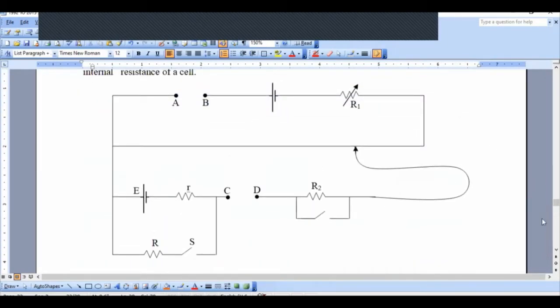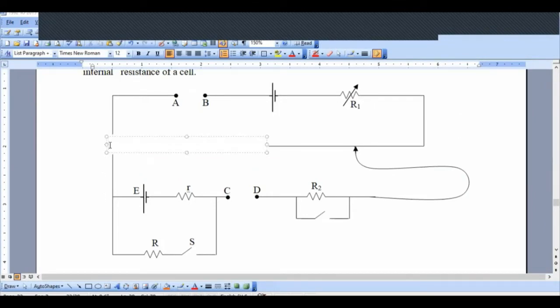Right. So please write for simple C: 90 centimeter is the balance length when the switch S is kept open. Right, let me use some letters to explain this here.